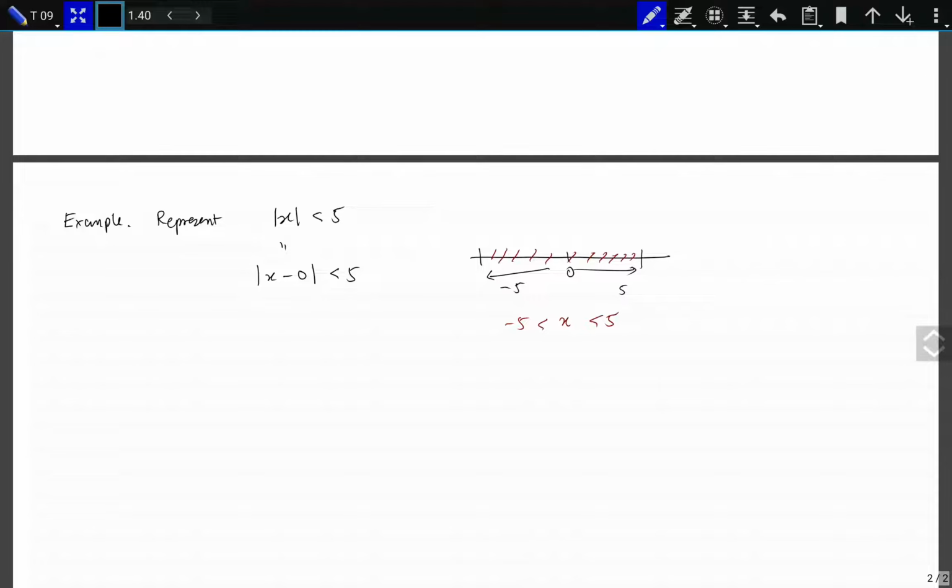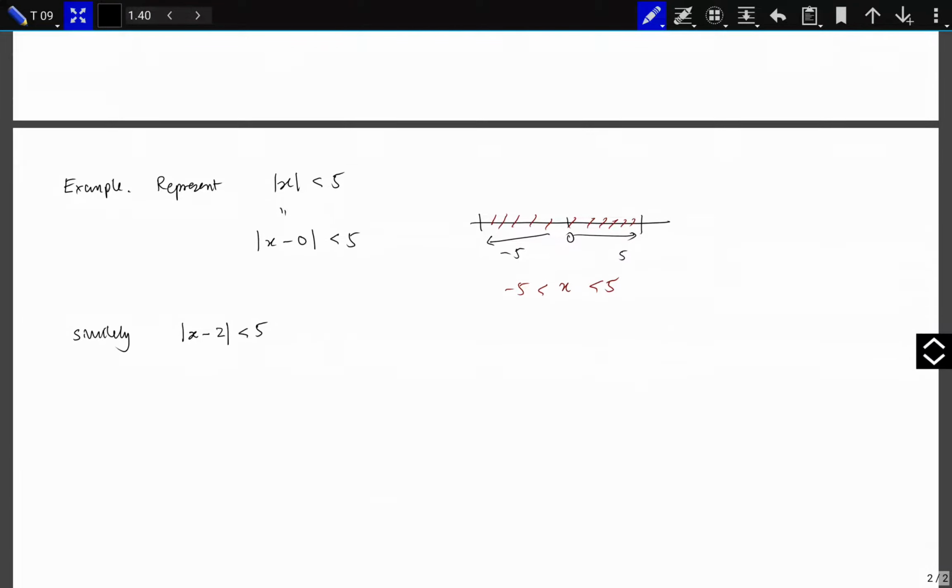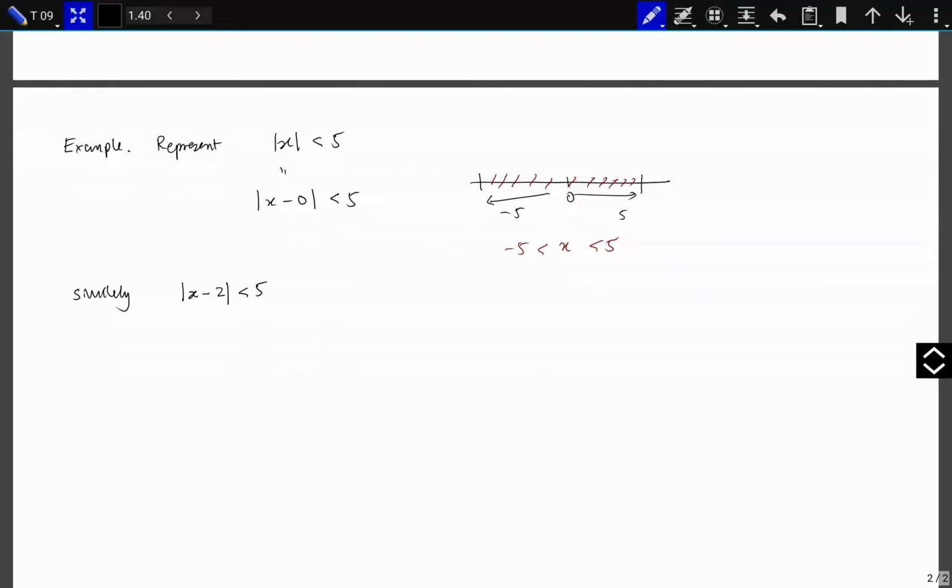Similarly, if we draw, instead of the size of x being less than 5, let's just say that the size, or modulus, or absolute value of x minus 2 is less than 5. Pictorially, we would think that this means that the distance of x from 2 is at most 5.